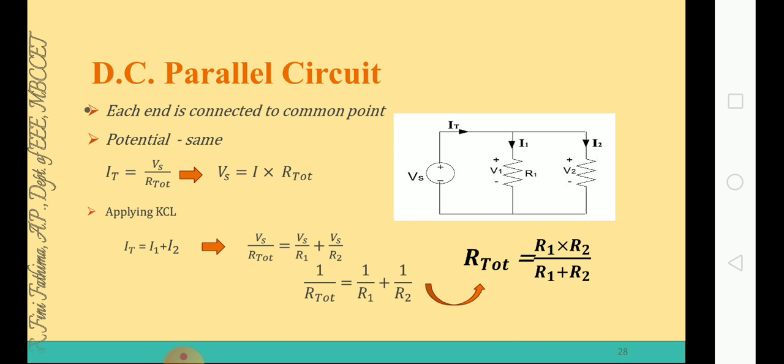If I solve this, I get 1 by R total is equal to R1 plus R2 divided by R1 R2, and that is R total is equal to R1 R2 divided by R1 plus R2. So in a parallel circuit, the total resistance is given by 1 by R1 plus 1 by R2 plus 1 by R3 plus so on.